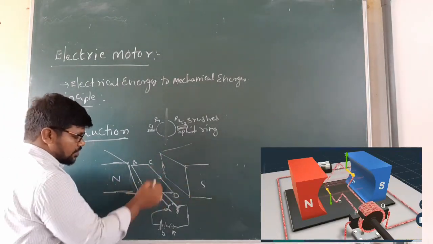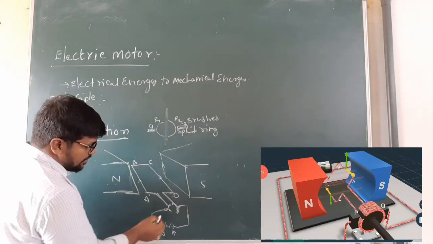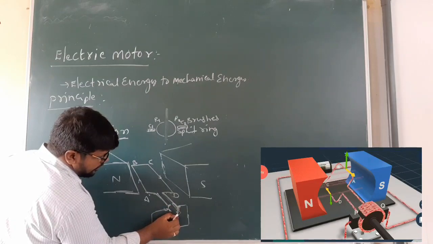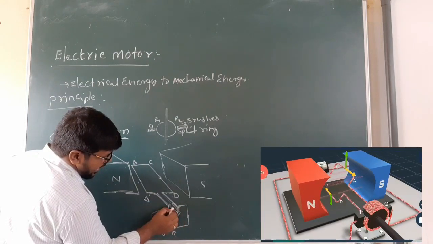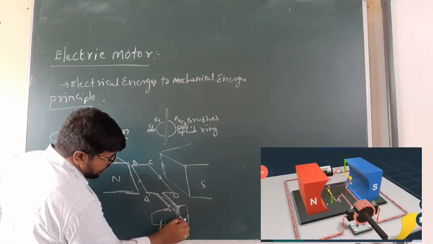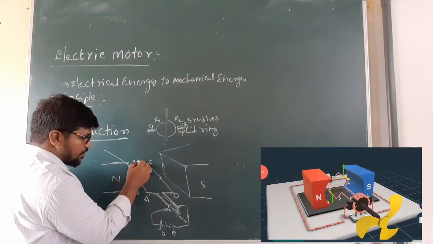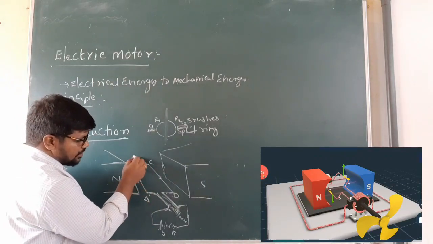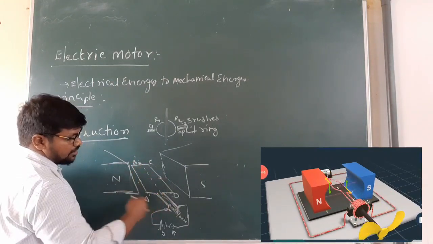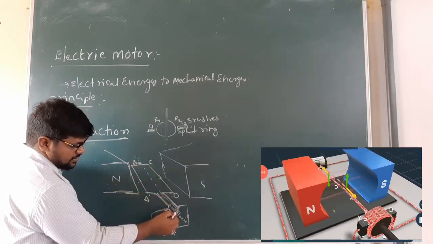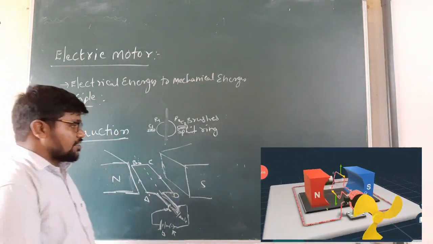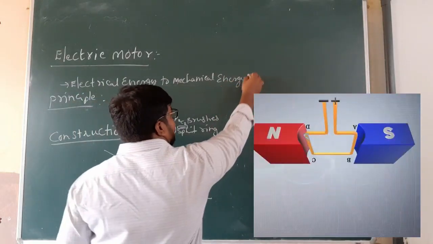North and south poles, ABCD rectangular coil. Here one rod is there, we can say axle. With the help of bearings, the coil rotates freely about a fixed axis or axle. Got it? So this is the construction. Then coming to the working.